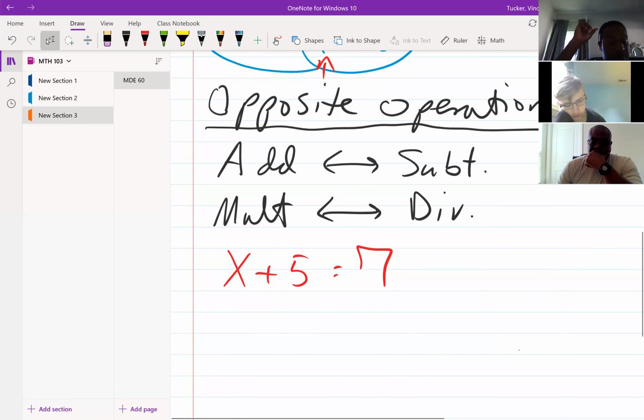So if I have x plus 5 equal to 7 and I want to get that plus 5 off of the x, the next move would be for me to subtract 5. I need to undo the addition of 5. I want to get x by itself.